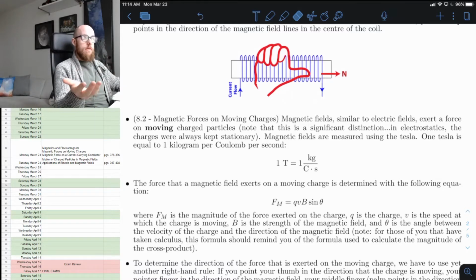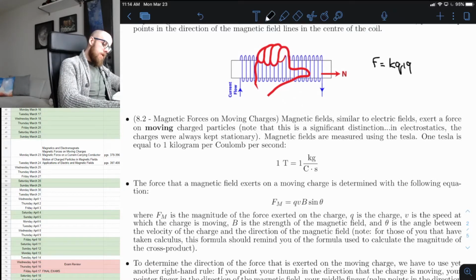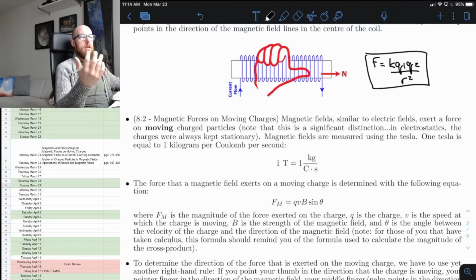Okay, and so this is a pretty big distinction from what we were seeing with electricity, right? When we had an electric field, we had our formula, F equals k q1 q2 over r squared. And it didn't matter if these charges were moving. In fact, we often considered these charges to be stationary, and we did all of our calculations based on that, right? So stationary charges can feel a force in an electric field, but they can't feel a force in a magnetic field, and that's the big difference. Okay.